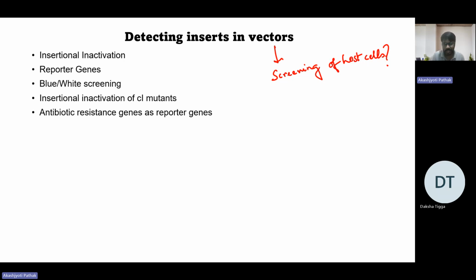There are different methods by which this screening is done. One is insertional inactivation, then there is reporter gene, then blue white screening, insertional inactivation of cI mutants, and we will learn all these one by one. We will have a quick recap of all these concepts which are covered in your lecture.